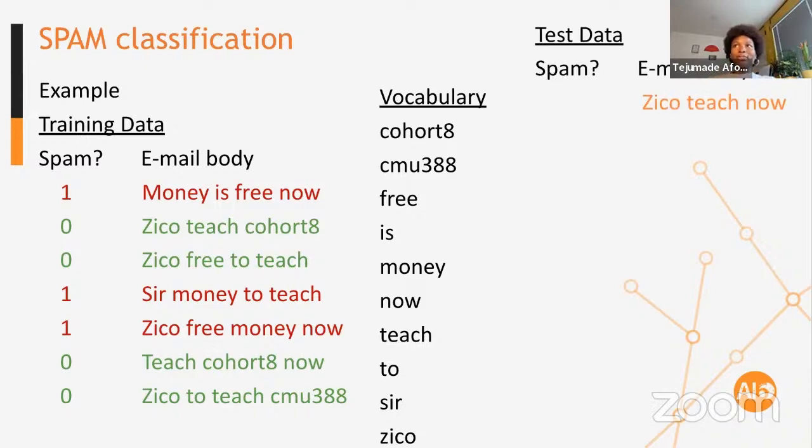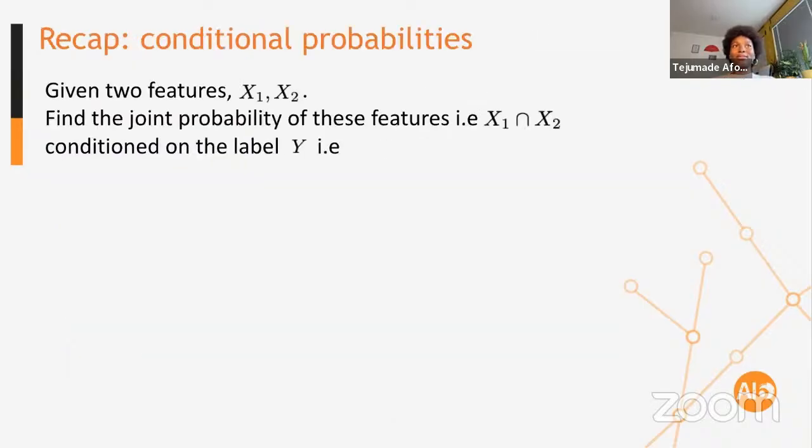And our goal is that we want to figure out whether or not this new email, Zico Teach Now, is a spam or a normal email. One way in which we can do that is by using the concept of maximum likelihood estimation in the naive Bayes classification algorithm. I will show you how that is done and how those two connect, MLE and naive Bayes, in this sense.